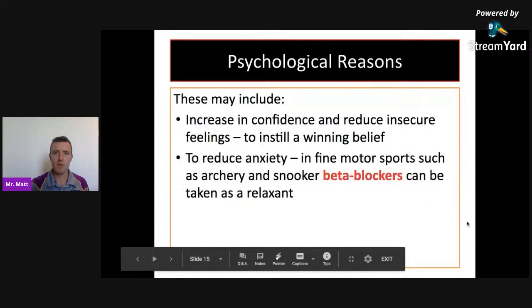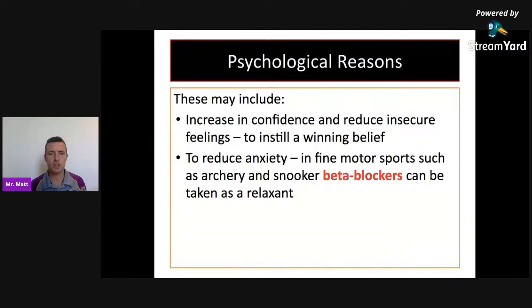Secondly, the other way around, it can reduce anxiety. So if you are a particularly anxious person, or you can't calm your nerves, then you can take certain drugs such as beta blockers, which are a relaxer, and they will help individuals to stay calm in specific sports like fine motor skill sports such as archery and snooker.